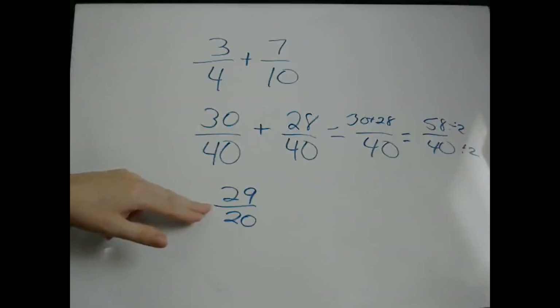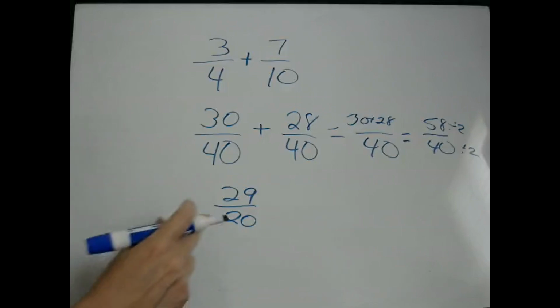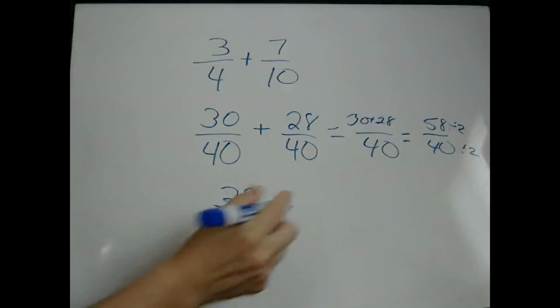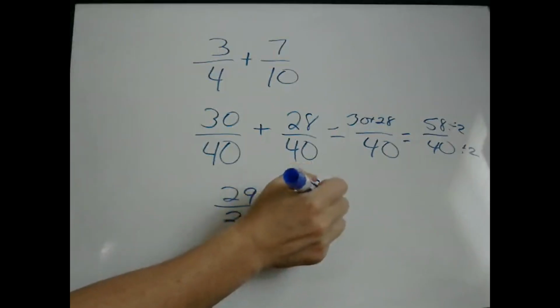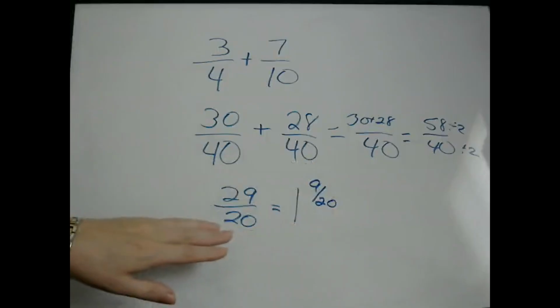It might be a mixed number. So if you don't know how to make this into a mixed number, you need to watch the video on Facebook about fractions, improper fractions, and mixed numbers. So we'll make this into a mixed number of 1 and 9/20. So that's your answer. If it's in improper fraction terms, this is your answer.